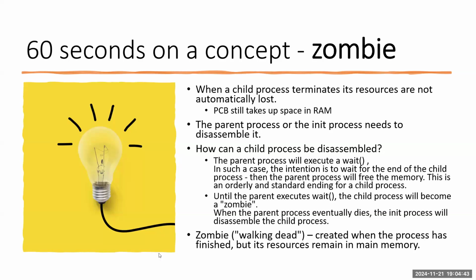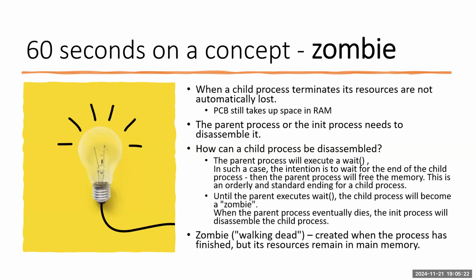When a child process terminates, its resources are not automatically lost. The PCB, that stuff that we saw in RAM, is not deleted immediately. And this takes up space. The parent process or the init process needs to disassemble it, to delete it. How can the child process be disassembled? Well, the parent process can execute a wait command. In such a case, the intention is to wait for the end of the child, and whenever the parent runs the wait command, the parent process will free the memory of the child. This is an orderly and standard ending for a child process. Until the parent executes the wait, the child process will be a zombie.